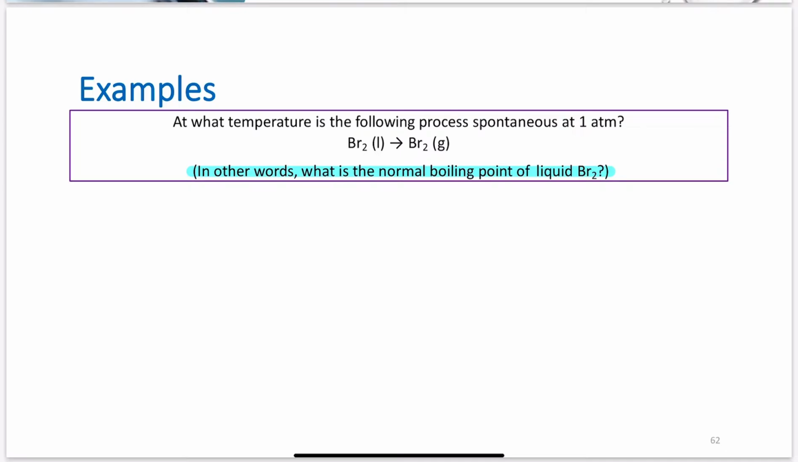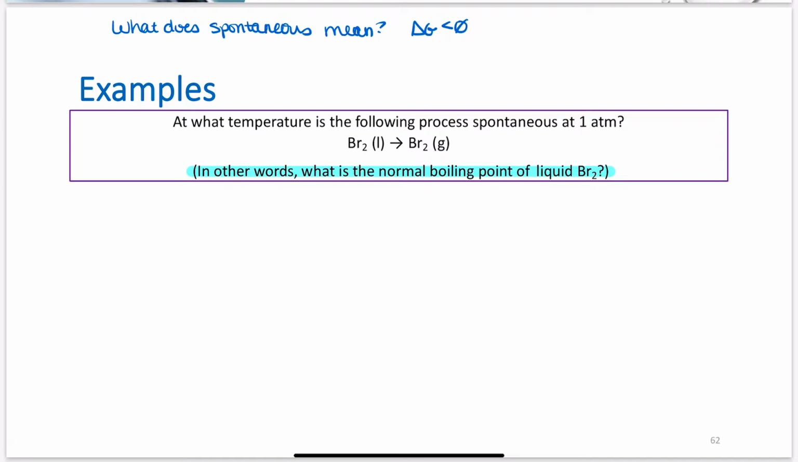Another thing I want you to think about is, what does spontaneous mean? Spontaneous means that delta G is less than 0. It also means the reaction will go on its own. So at what point are you going to actually boil bromine? Well, you're missing some things here, right? Some values. When is it going to boil?